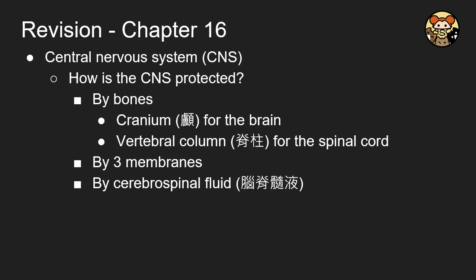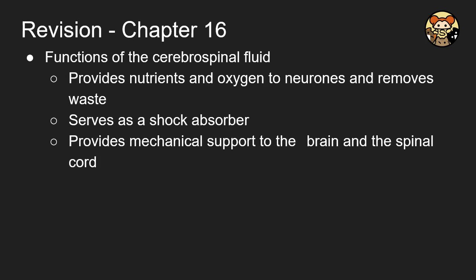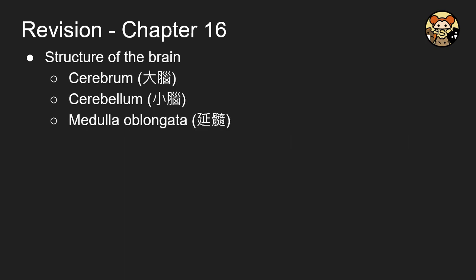The CNS is protected by bones, membranes, and also cerebrospinal fluid. For terms like the cerebrum and the vertebral column, the first one you may forget, but for the second one, I recommend you spell it. The function of the cerebrospinal fluid is to provide nutrients and oxygen to the neurons and to remove waste, and it also serves as a shock absorber. And because of its fluid nature, it also provides mechanical support to the brain and also the spinal cord.